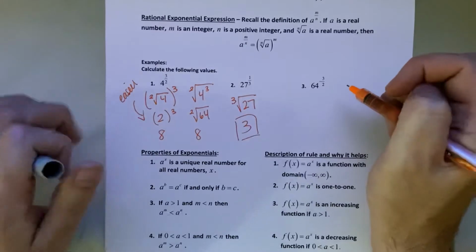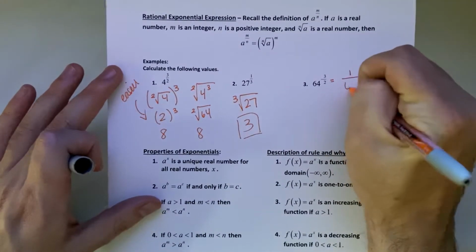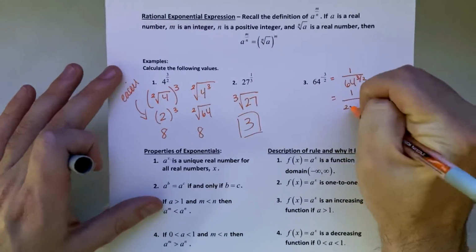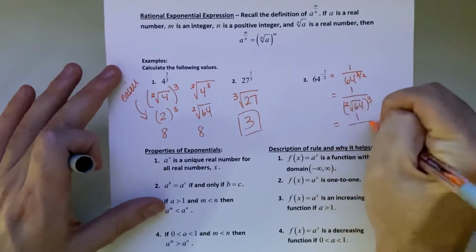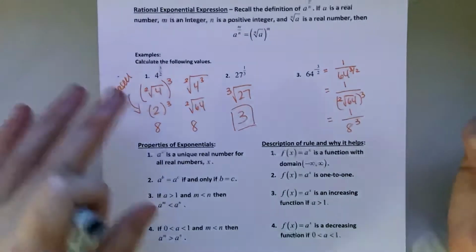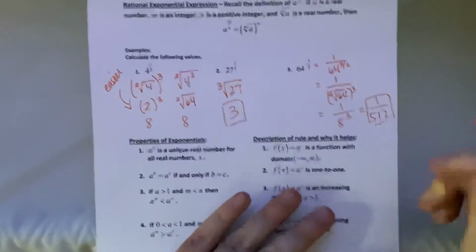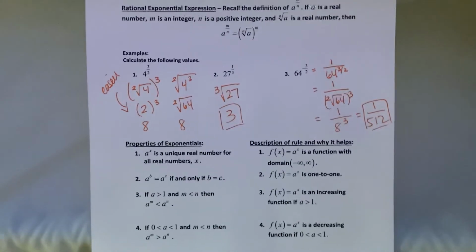So negative exponents, 64 to the negative 3 halves is the same as 1 over 64 to the positive 3 halves, which is 1 over the square root of 64 cubed, or 1 over 8 cubed, which is 1 over 512. This is an example of how it would be much harder to cube 64 and then to take the square root of it than to go down to 8. Even 8 cubed is relatively large, but 64 cubed is pretty massive.